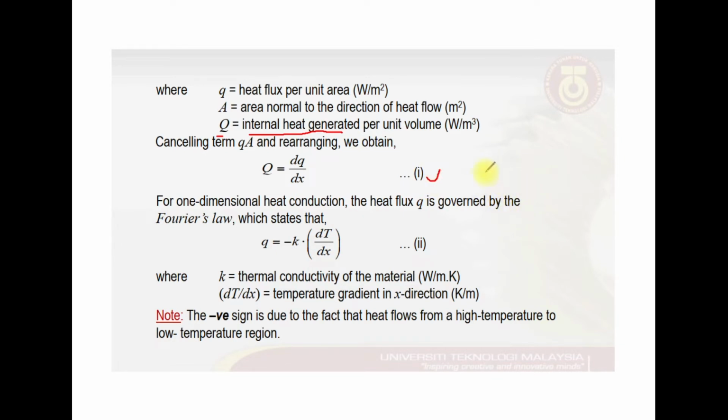For one-dimensional heat conduction, the heat flux itself is governed by Fourier's law, which states that the heat flux is just the gradient of temperature in one dimension multiplied by the thermal conductivity of a specific material, and all of this has a negative sign. The negative sign in equation number 2 shows that the heat will flow from the high temperature to the lower temperature.